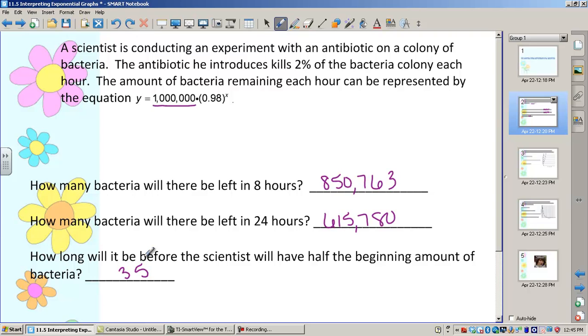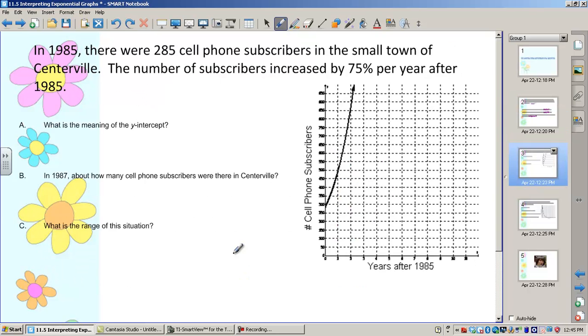Round it off so that we can be the closest we can possibly get. So it takes 35 hours for there to be half. I'm sorry, it's not days, it's hours. 35 hours before half of the bacteria is left. So let's do the next question.